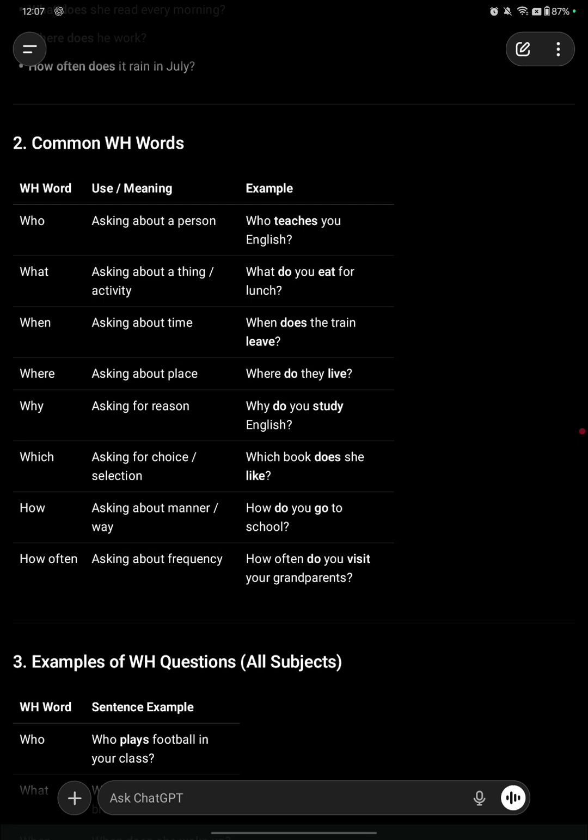When, asking about time. When does a train leave? Where, asking about place. Where do they live? Why, asking for reason. Why do you study English? Which, asking for choice or selection. Which book does she like? If any among three or four or two.